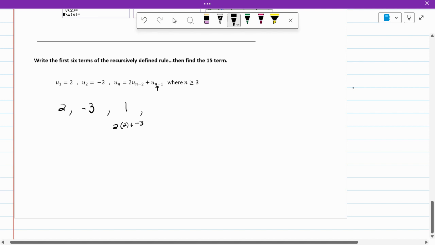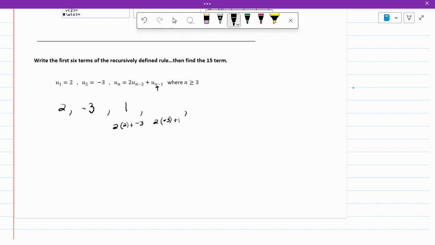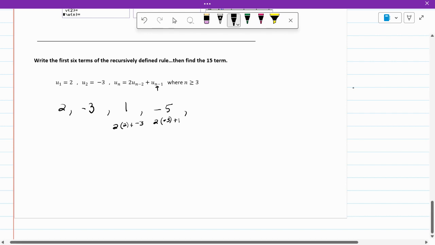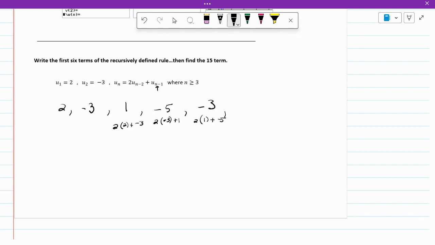And the next one, we're going to do 2 times negative 3 plus 1. 2 times 2 before it plus the 1 right before it. So that would be negative 6 plus 1, which is negative 5. Okay, let's do a couple more. And the next term would be 2 times 1 plus negative 5, which would be negative 3. So 2 times 2 before it plus the 1 right before it. That's what the rule is telling me.